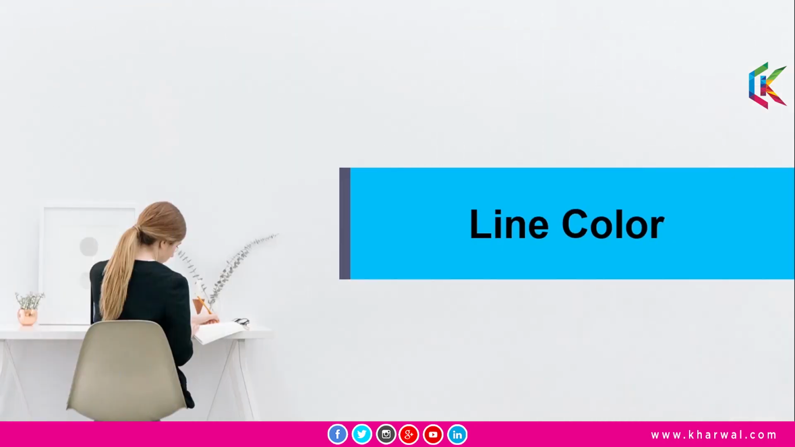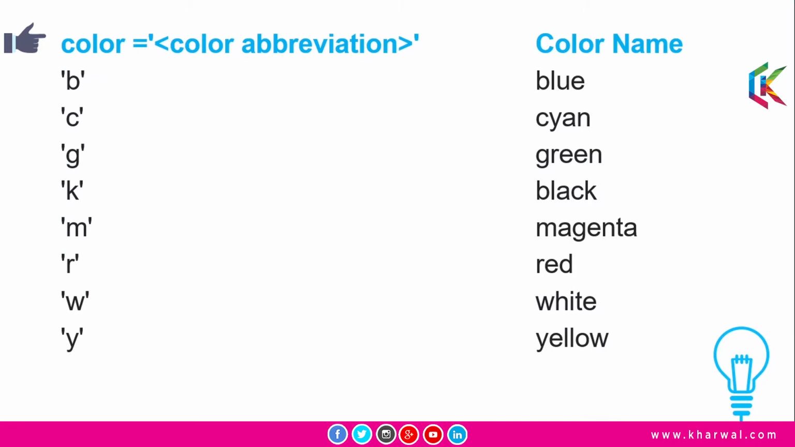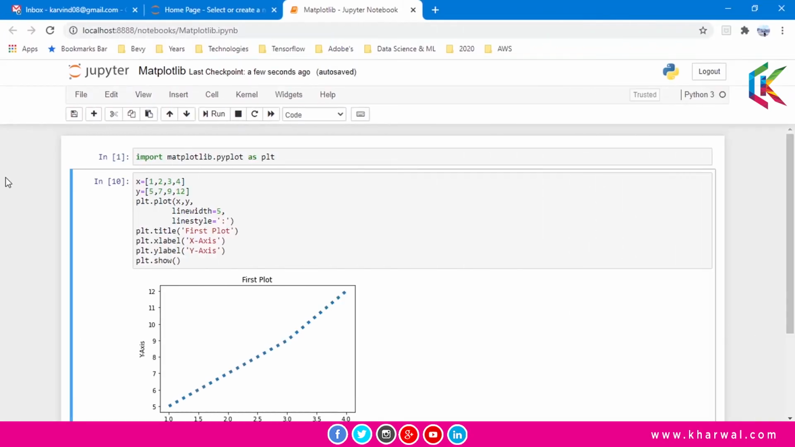The next feature of the plot function is line color, and this is the list of line colors. B stands for blue, C stands for cyan, and G stands for green, where K stands for black, and M represents magenta color, R represents red, W represents white, and Y represents yellow color. So now let me open up the Jupyter notebook. Now guys, let's add the color to this plot.